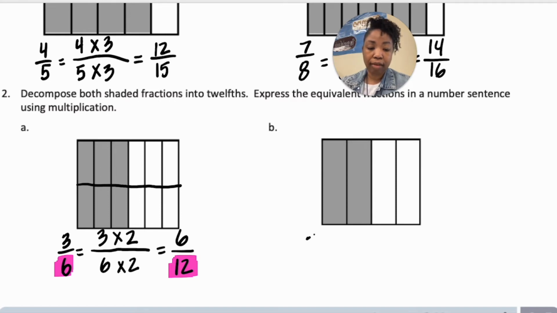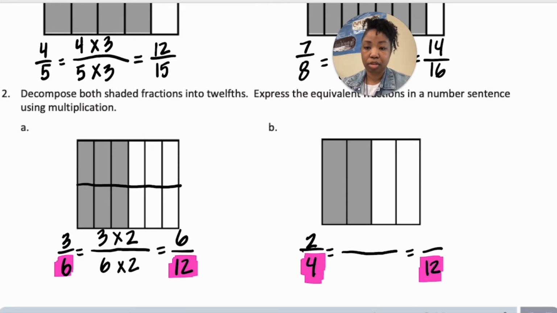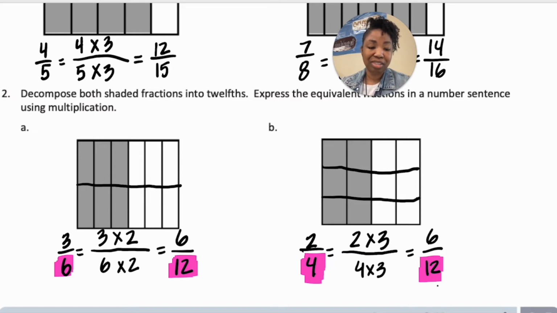For this next one, I have 2 shaded out of 4 that I need to change into 12 parts. I'm going to think, how do I change 4ths into 12ths? If I do 4 times 3, so I'm going to do 3 rows, then I will have 12 parts total, which means I will have 2 parts times 3. What you do to the top, you do to the bottom, which gives us 6 parts shaded out of 12.